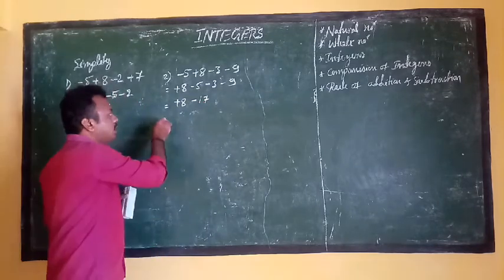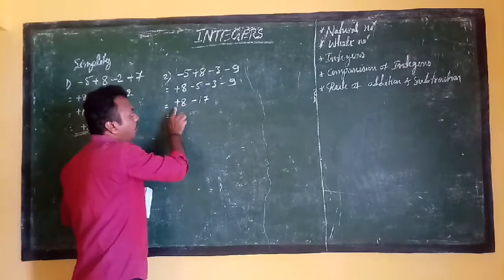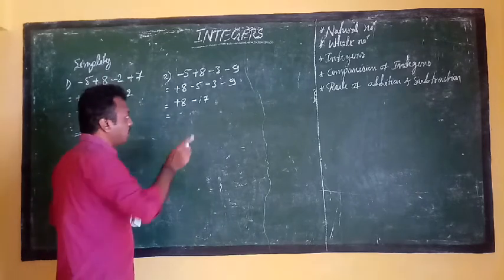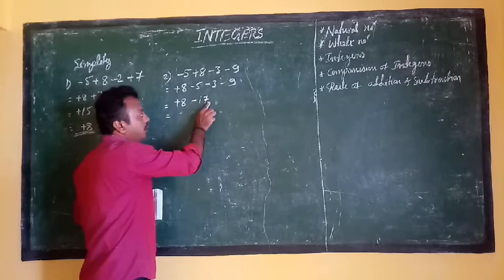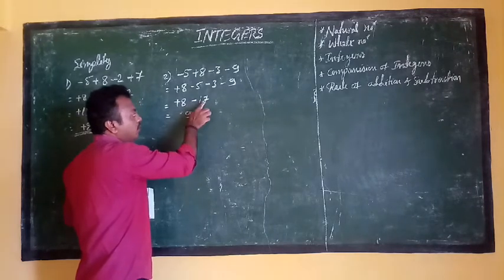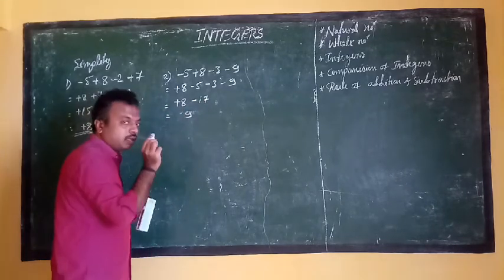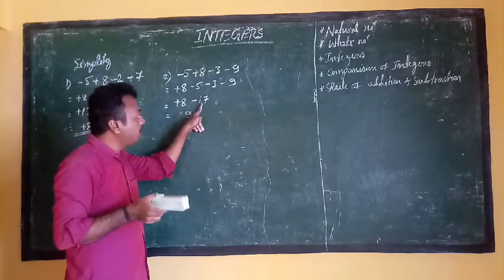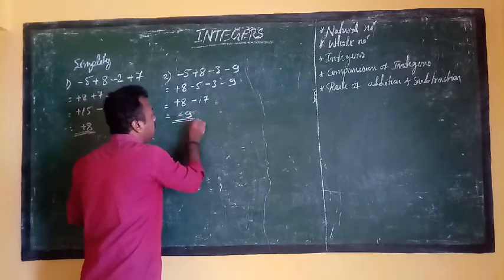Got it? Next, plus 8 and minus 17 is there. In that, a different sign is there. So when it is a different sign, we should do what? Correct. Subtraction. 17 minus 8, or 8 minus 17. 17 minus 8 is 9. So after the subtraction, which is the bigger number? 17 is the bigger number. 17 having which sign? Negative sign. So we put minus 9 in the resulting number.